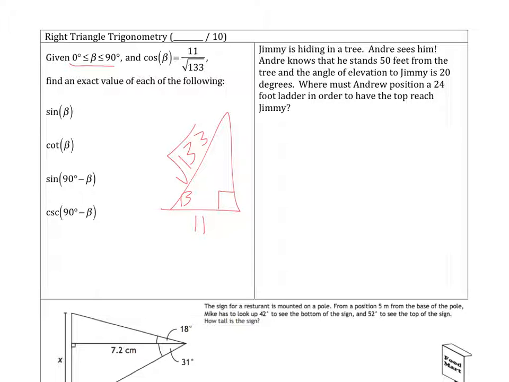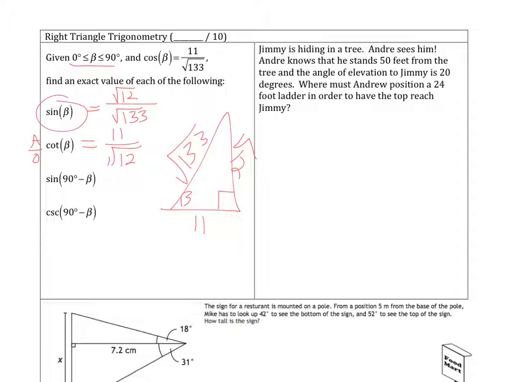And if I do some amazing work in terms of Pythagorizing, we get 133 minus 121 is 12. This third side would be the square root of 12. Sine of beta would be the square root of 12 over the square root of 133. Cotangent of beta, that's adjacent over opposite, the reciprocal of tangent, is going to be 11 over the square root of 12.